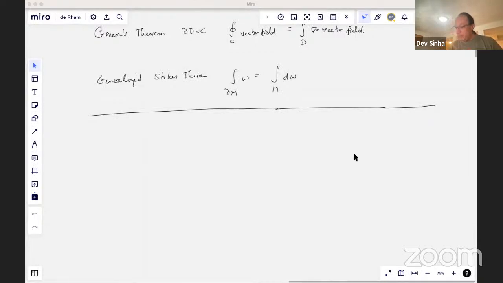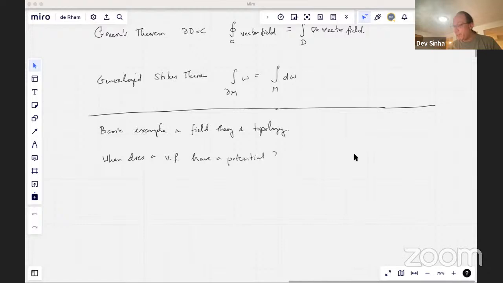So here's a basic question. Let's talk about a basic example in both field theory and topology. A basic question is, when does a vector field have a potential? Because then we can just evaluate it over a curve by just taking the values of the potential function at the endpoints.